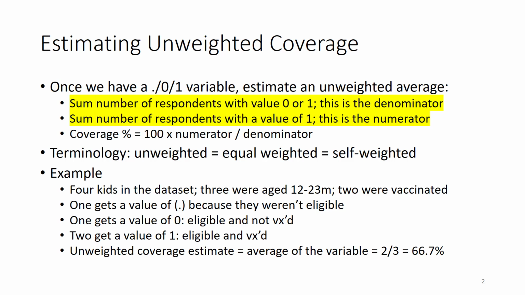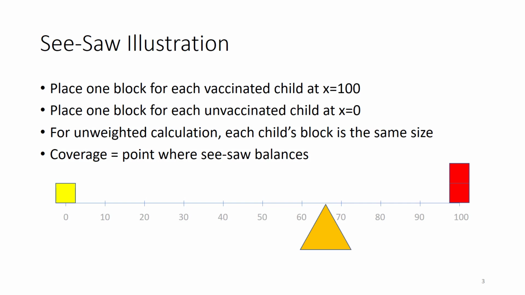Well, the unweighted coverage estimate would just be the sum of the count of kids who are eligible in the denominator, that's 3, the count of kids who are vaccinated in the numerator, that's 2, and we multiply 2/3 by 100, that gives us 66.7%.